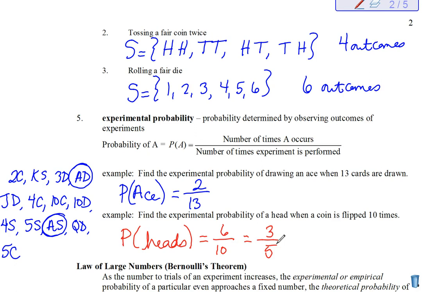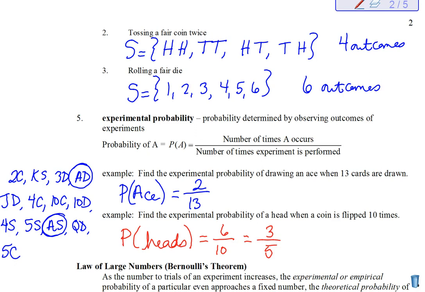Theoretically, there are 4 aces in the deck. And so theoretically, you should get 4 out of 52 or 1 out of 13 aces. That's theoretically. Heads, if you're flipping a coin, you should get heads half the time theoretically, but we can't control the experiment. So we didn't get heads half the time, we got heads 3/5 of the time.